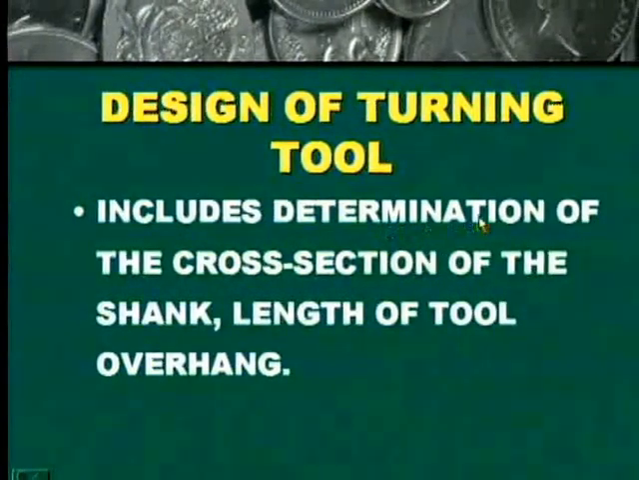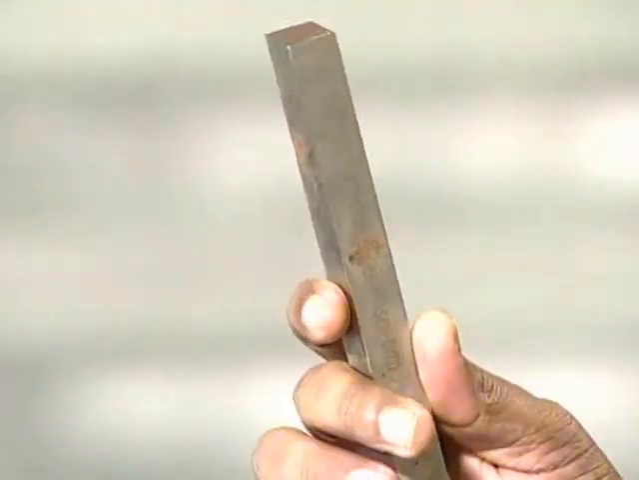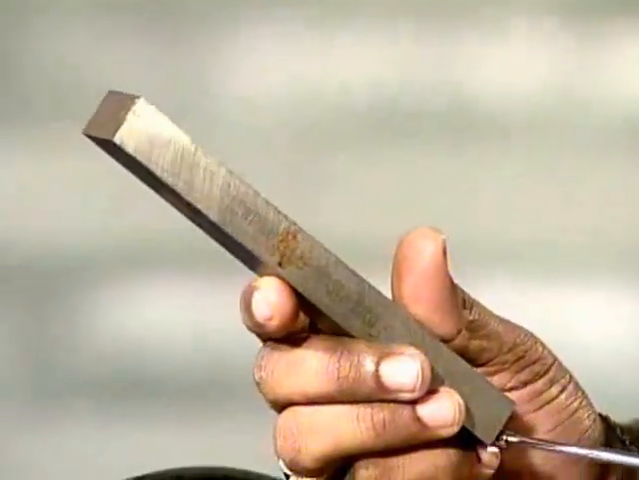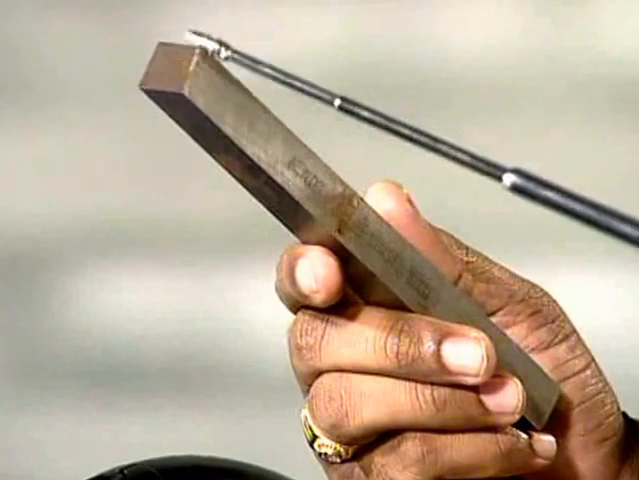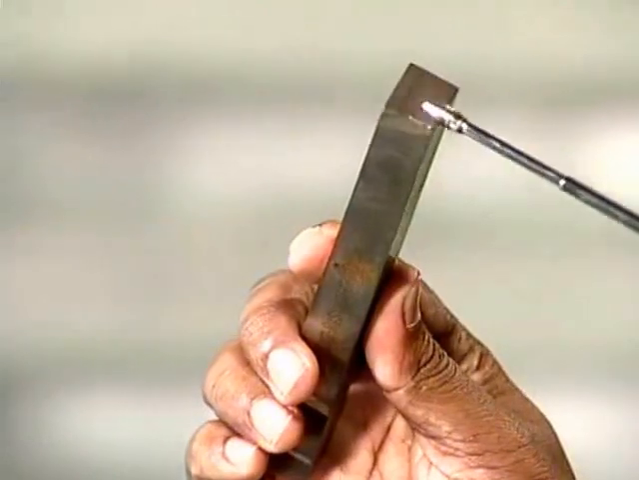First of all, design of a turning tool includes determination of the cross section of the shank and the length of the overhang. We know that the tool will be having the shank part and the total length part, and also the tool is having a cross section. So you can see this is a single point cutting tool where you have the complete length. This is called the length of the tool, and this is called the cross section of the cutting tool.